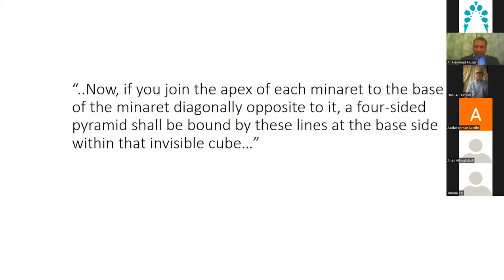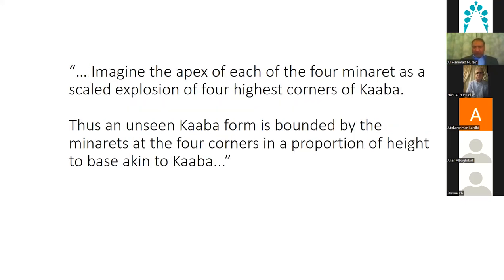So Vedat Dalokay writes in his concept that imagine the apex of each of the 4 minarets as a scaled explosion of the 4 highest corners of Kaaba. So there are 4 minarets of Faisal Mosque. He says, consider the top points of each minaret. And he says, thus an unseen Kaaba form is bounded by the minarets at the 4 corners in a proportion of height to base akin to Kaaba. The next drawing is going to explain this concept.